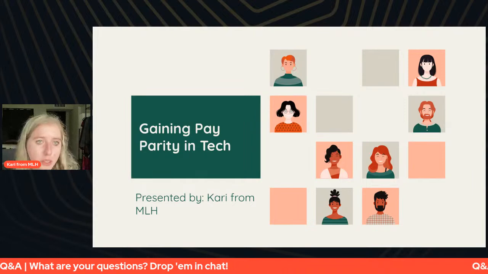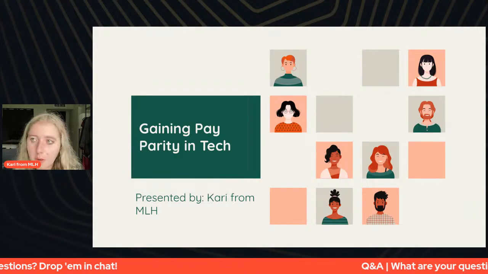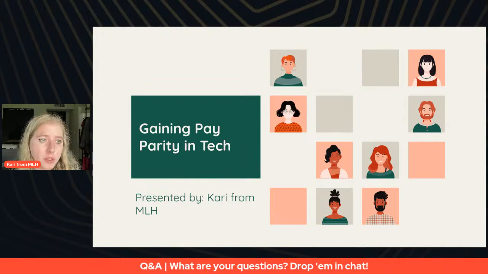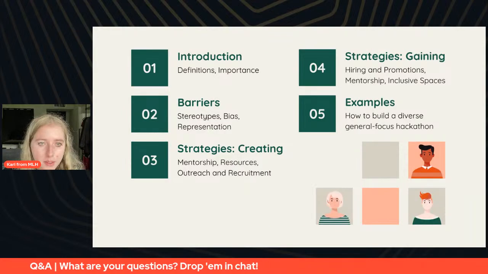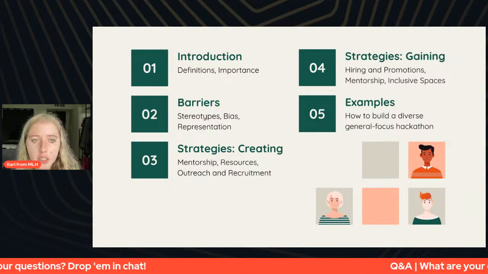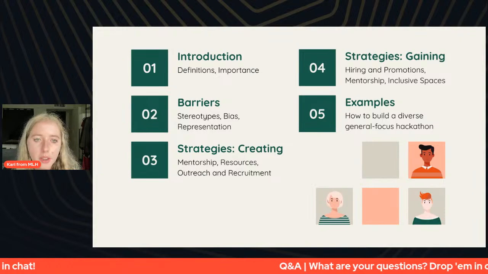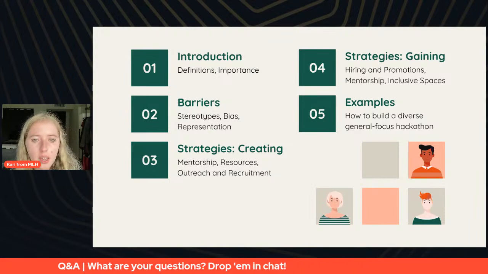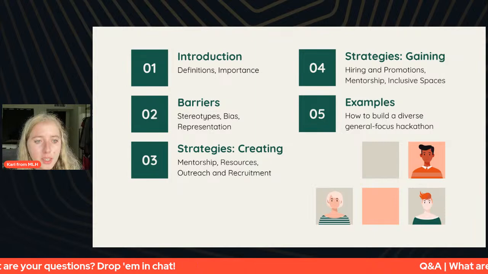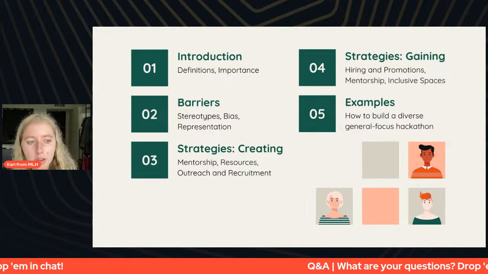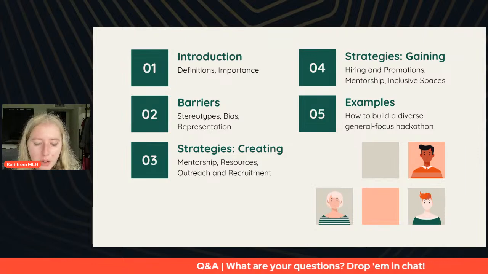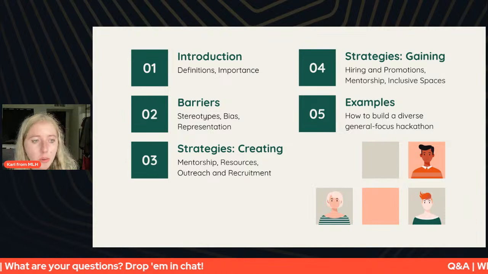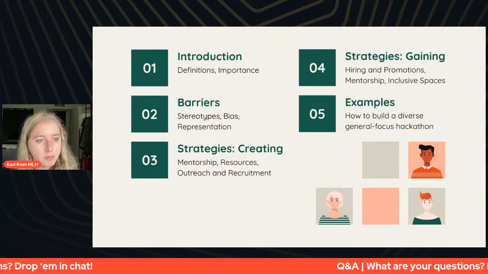So today's topic for the Tech Together speaker event is gaining pay parity and then creating and maintaining diversity in tech. We'll talk a little bit about some definitions, importance of diversity, importance of pay parity, barriers like stereotypes, bias, and representation, and then just general examples of some of the things that I've done to personally increase gender diversity and other forms of diversity within the hackathon community, within the broader tech community as a whole, and how that leads to better pay parity for all.